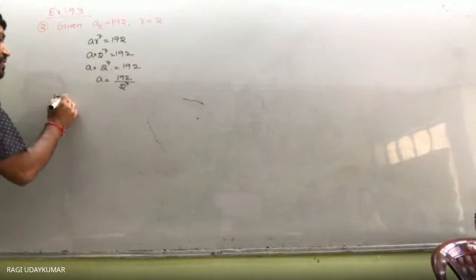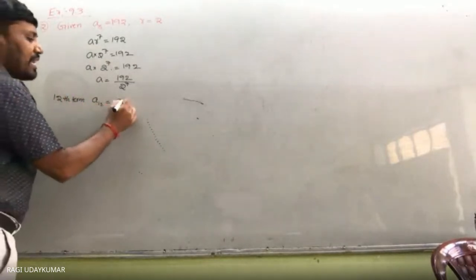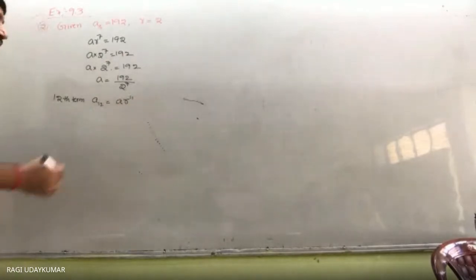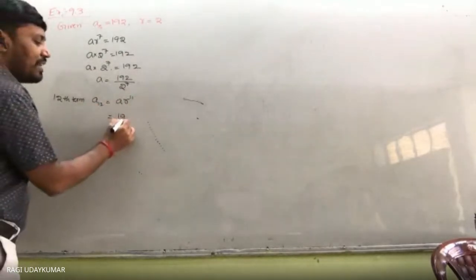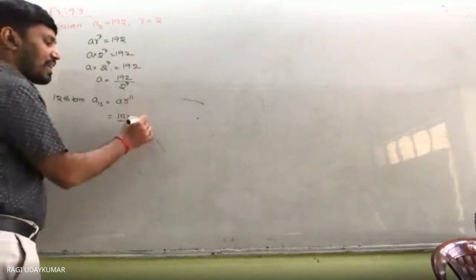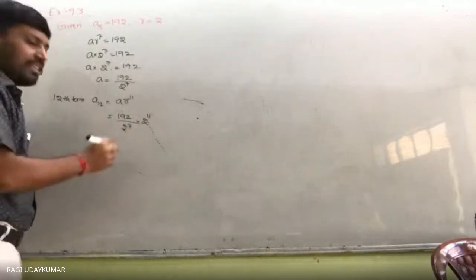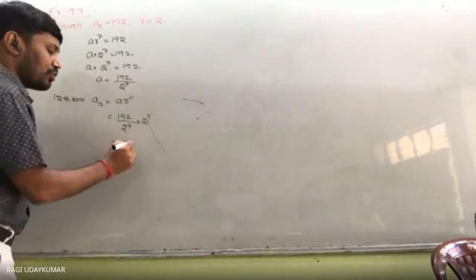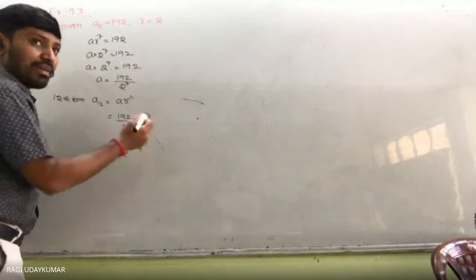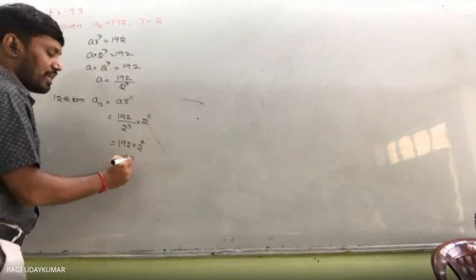The 12th term of the geometric progression can be found. A12 is equal to a r to the power of 11. And a is 192 by 2 power 7, into r, 2 power 11. That's why I didn't cancel here. So we get 192 into 2 power 4, since 11 minus 7 is 4. Which is equal to 192 into 16. Multiply by 16, then whatever answer you get.